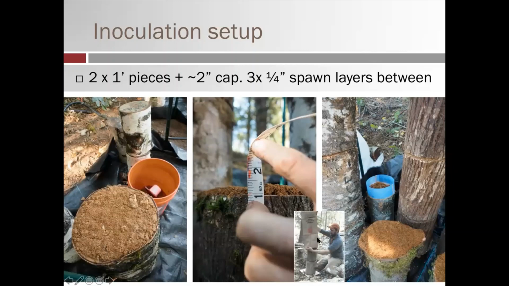Some people, this is a picture from the Northeast, put a bag over the top. This helps with moisture retention and helps keep fungi out while the colonization of the log is happening after you do the inoculation.